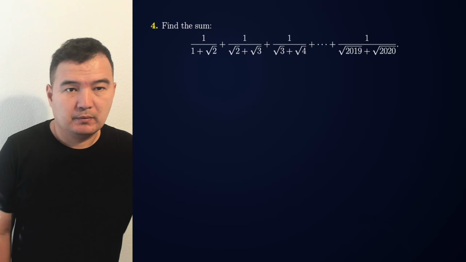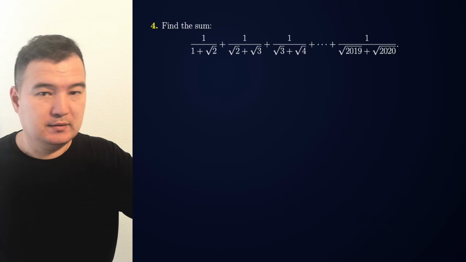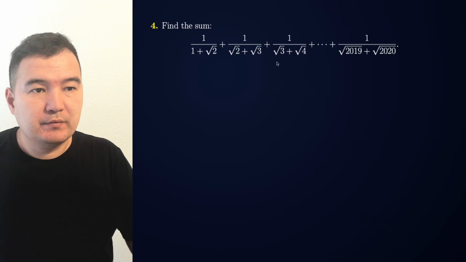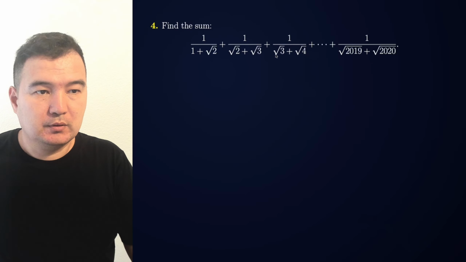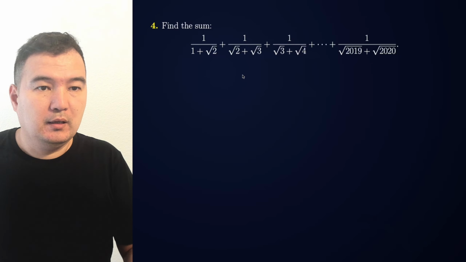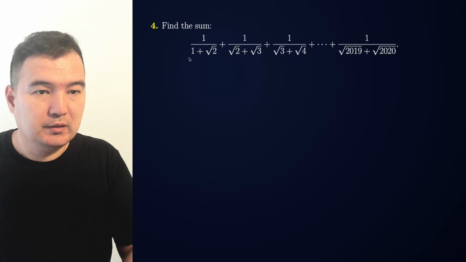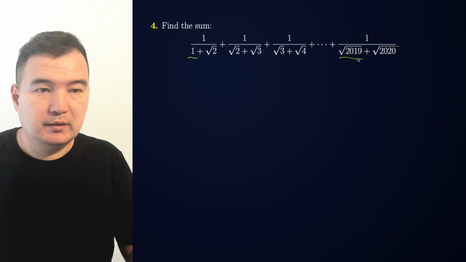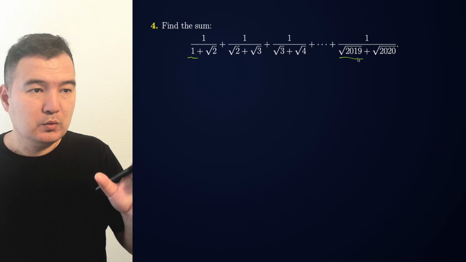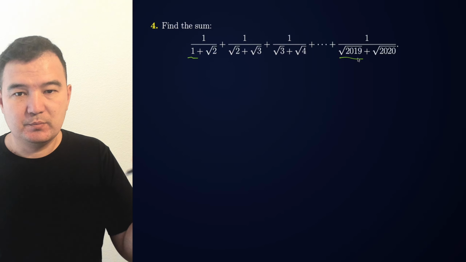Problem number 4. This one is a very simple problem disguised as something very huge. So we have square roots, 1 over square root of something plus something, and the series of numbers. Like if you start from 1 here, that brings you 2019. So there are 2019 numbers. This looks like an enormous problem, but in fact, it's a very simple one.